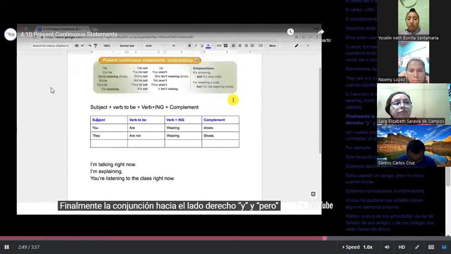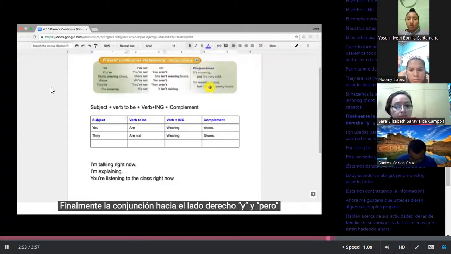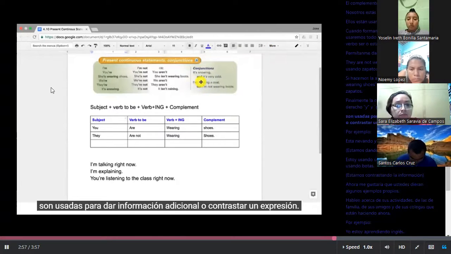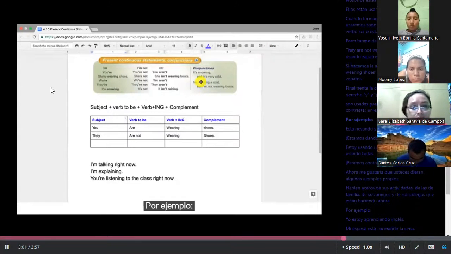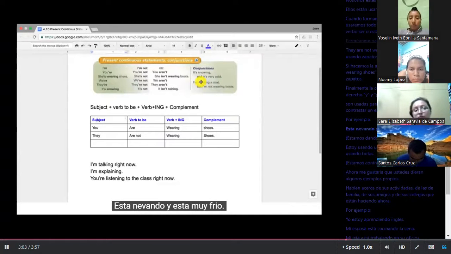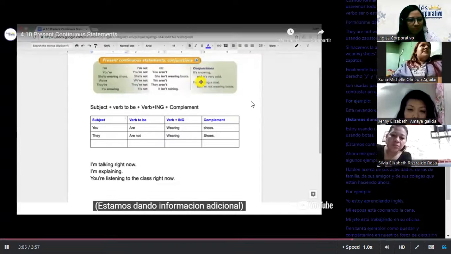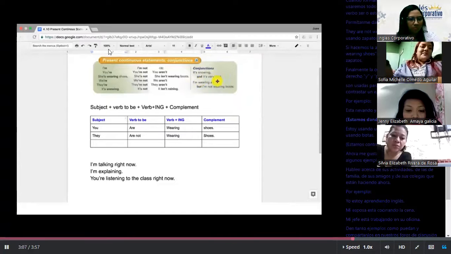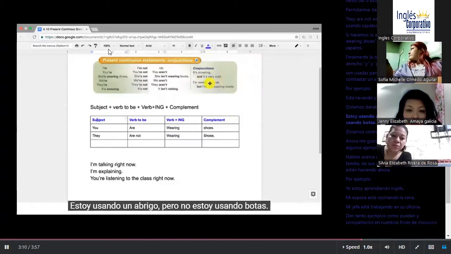Finally, the conjunctions towards the right-hand side, and, but, are used to give additional information or to contrast an expression. For example, it's snowing and it's very cold. That's giving additional information. I'm wearing a coat, but I'm not wearing boots.